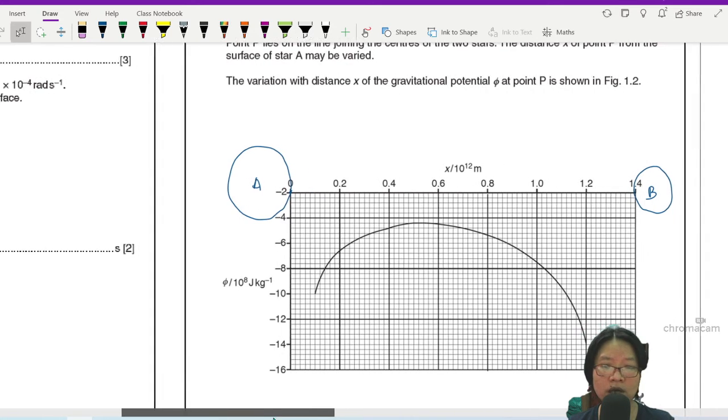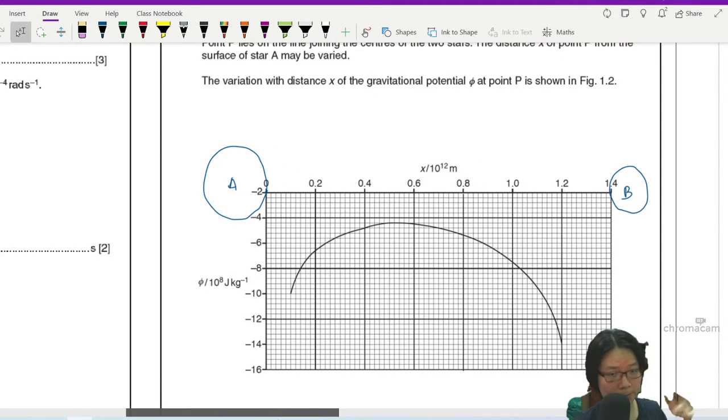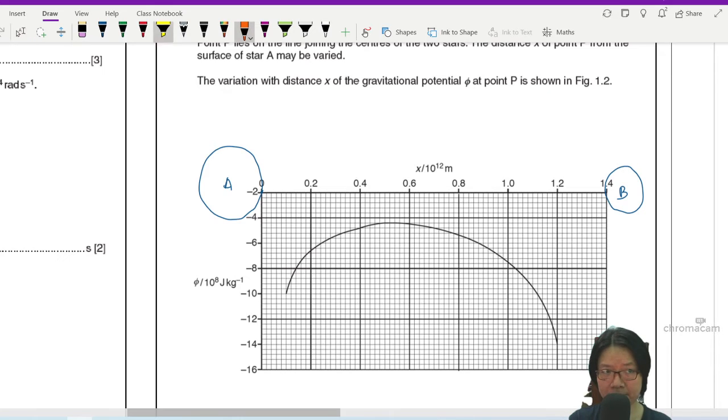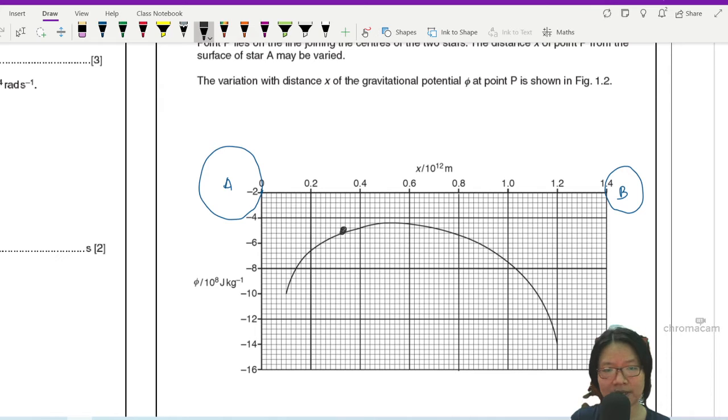So where do we know what will happen? Well, it depends. Let's say I take a 1 kg rock and put it here. It's a bit like putting a trolley here. If I put the rock here, it will roll down to the surface of A. If I put the rock here, it will roll down to the surface of B. Meaning, this line is the line where P is. If your P is here, it will be attracted to B. If your P is here, it will be attracted to A.